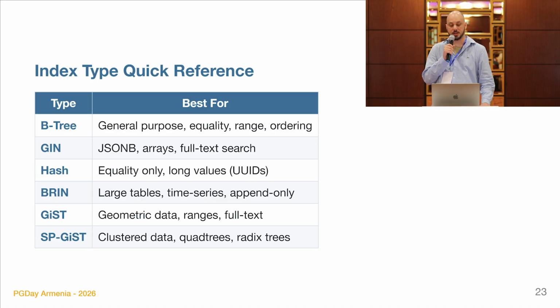The BRIN for large tables, super large tables where there's a high correlation between the indexed column order and the order used to store things on disk. The GiST for geometric data, ranges, and full text, and SP-GiST for clustered data, quad trees, and radix trees.